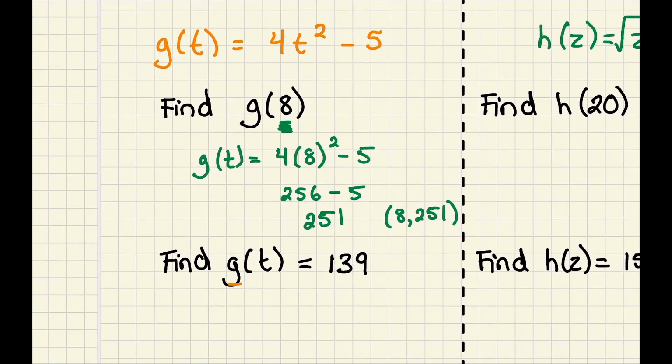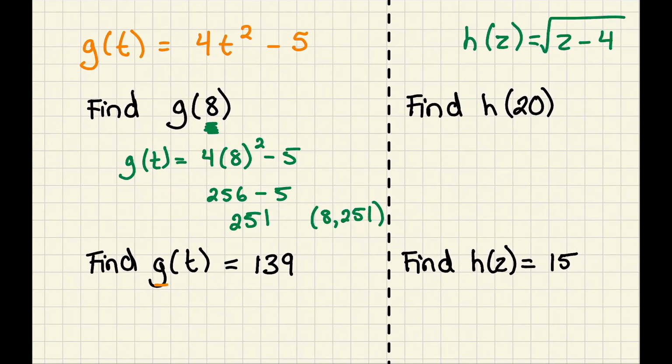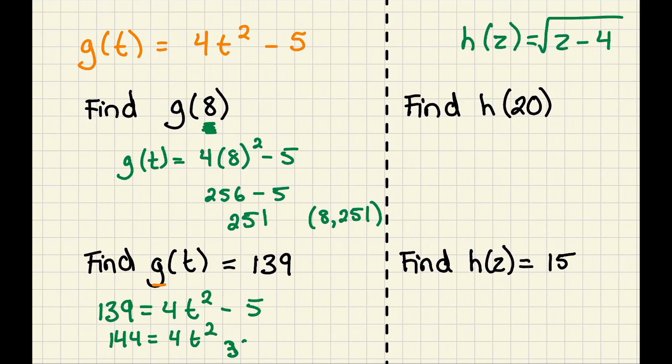In the flip respect, I can solve for t when g of t is 139. So I would do 139 is equal to 4t squared minus 5. Because this is a second degree, or quadratic, I'm assuming you would know that you would add 5 onto both sides, then divide by 4 and square root. You would get 144 is equal to 4t squared, and then you would divide both sides by 4. 36 is equal to t squared, so t is equal to 6. So in this example, your coordinate would be 6, 139.